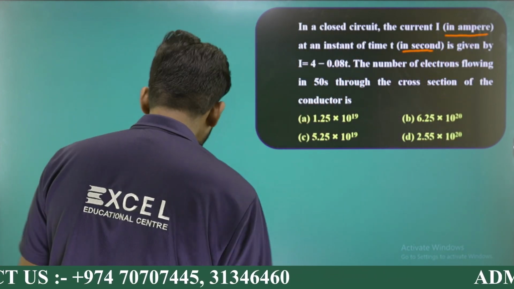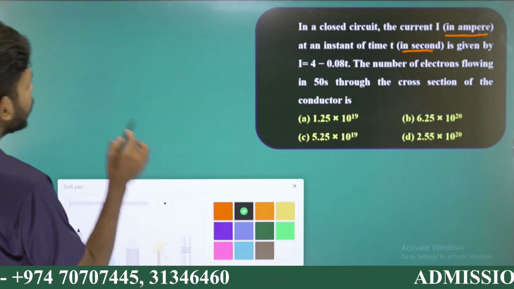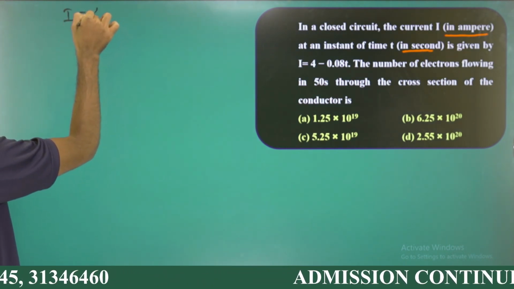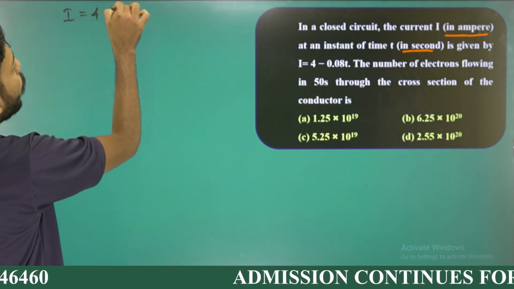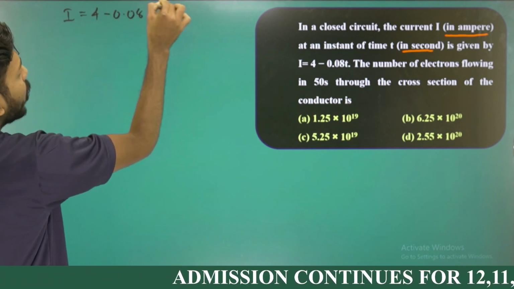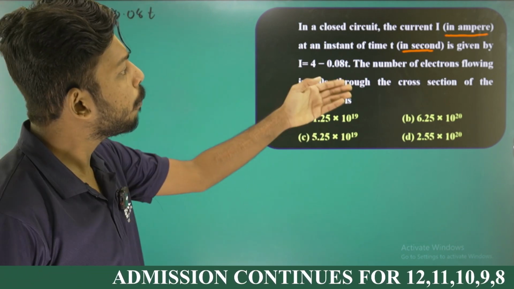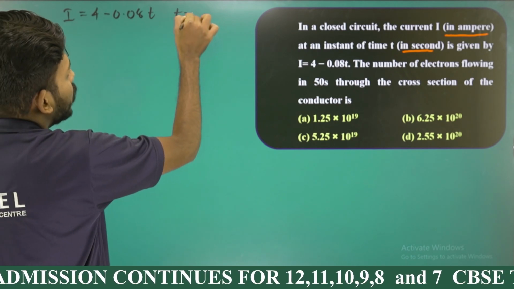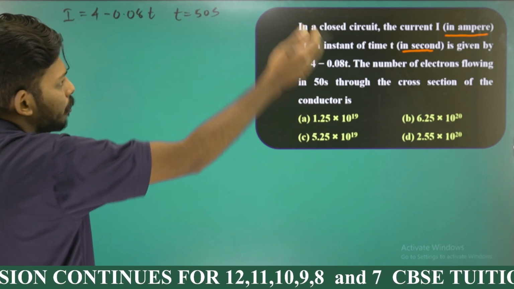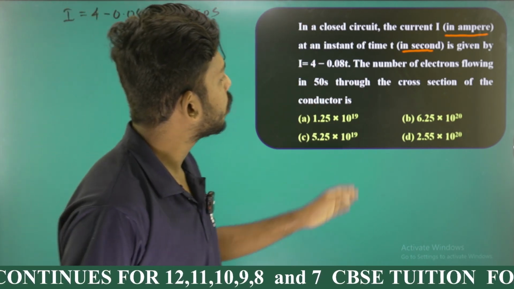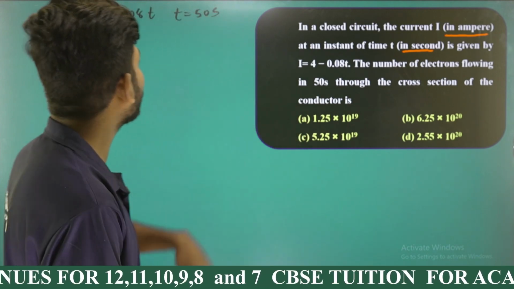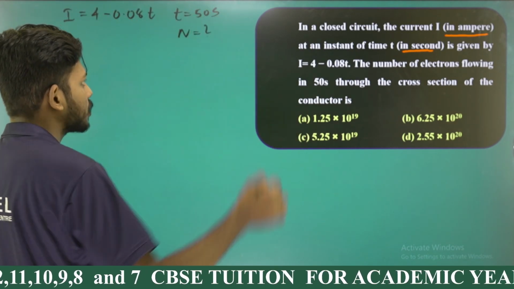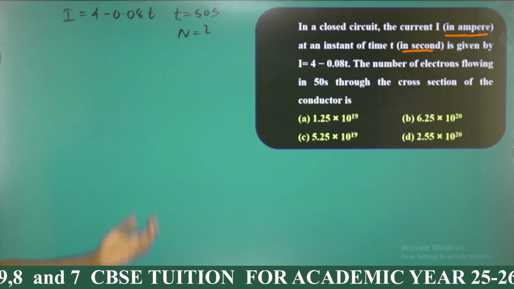It is given by I is equal to 4 minus 0.08t. The number of electrons flowing in 50 seconds: the time is given as 50 seconds, through the cross-sectional area of the conductor. The question is you have to find the number of electrons. Okay, how will you connect these terms?